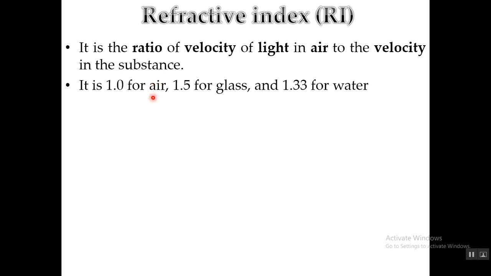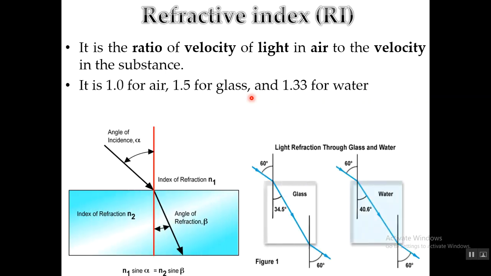So the refractive index for air is 1, because the velocity of light in air is the same as the velocity of light in air. In glass, the velocity of light in air is 300 million meters per second, but in glass 200 million per second. So when we divide 3 by 2, it is 1.5. So the refractive index for glass is 1.5. For water, about 1.33.